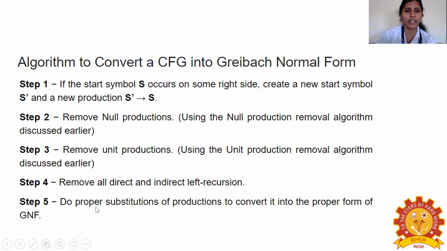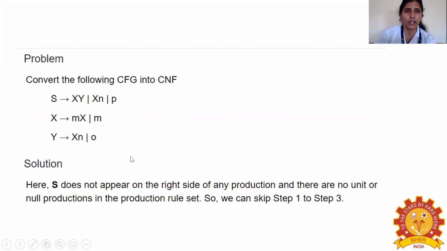And step 5, we do the proper substitutions of the production rules to convert it into the proper form of a Greibach normal form. Okay, so this is the last example here. So we convert the following context-free grammar into a Greibach normal form: S to XY or XN or p, and X to mX or m, and Y to Xn or o.